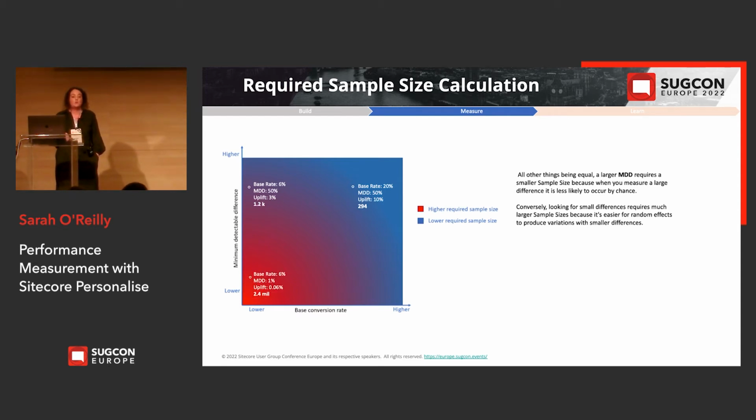And then if we look at the case where both things are small, say we have a base rate of 6%, and we're only looking for a change of 1%, a minimum detectable difference of 1% between those. The uplift we're actually trying to measure is 0.06%. We're trying to go from 6% to 0.06%. This will take 2.4 million sessions per variant to prove that, because it's a very, very small change that we're trying to measure.